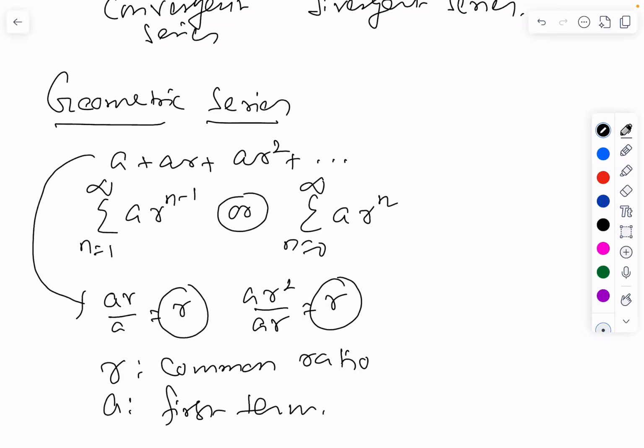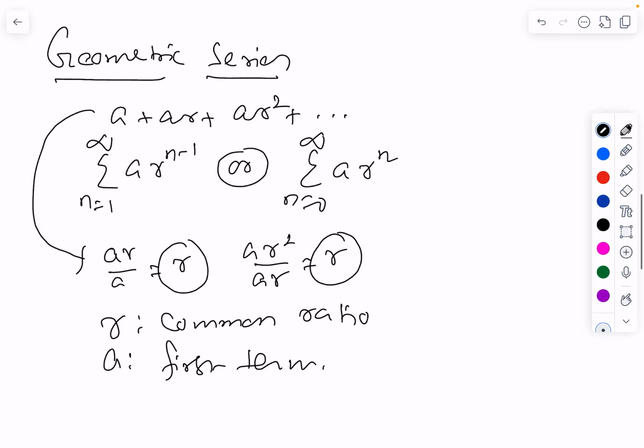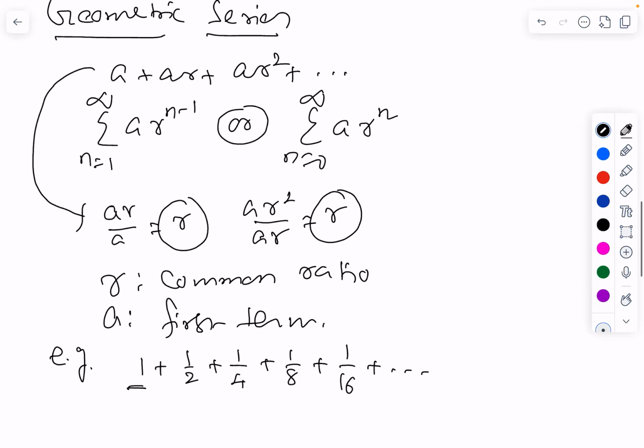A is called the first term, R is called a common ratio. Like 1 plus 1 by 2 plus 1 by 4 plus 1 by 8 plus 1 by 16 and so on. This is a geometric series where A, the first term, is 1, but the common ratio is 1 by 2. Here A is 1 and the common ratio is 1 by 2.